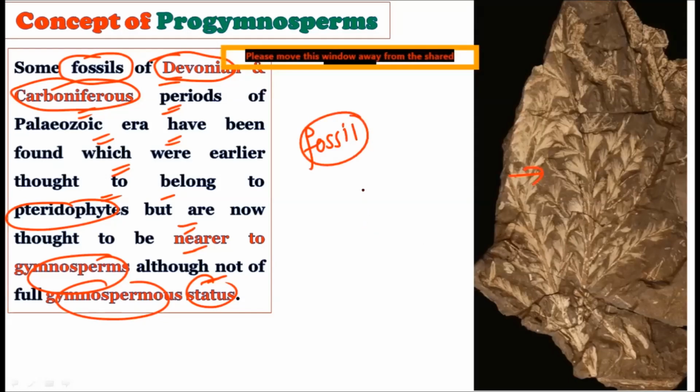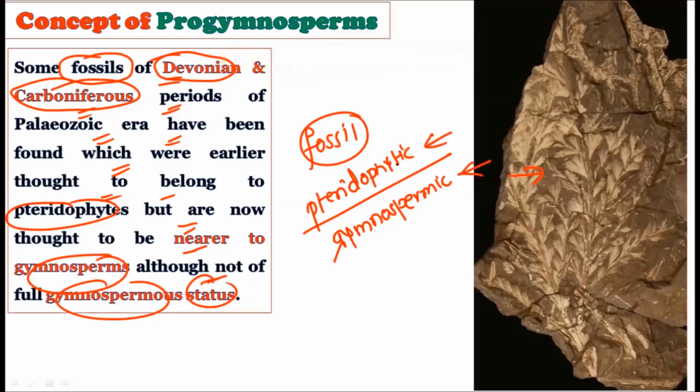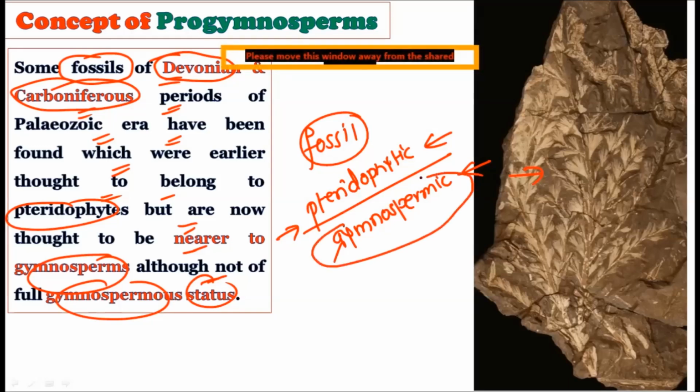These fossils were earlier considered quite related to the pteridophytes. They look like pteridophytic plants, but after detailed study we came to know that they were quite near to the gymnospermic plants. That is, they show gymnospermic characteristics rather than pteridophytic characteristics. That literally means pteridophytic characteristics are present in these plants, but not at 100%. Some portion of the plant shows gymnospermic characteristics and some portion shows pteridophytic characteristics.